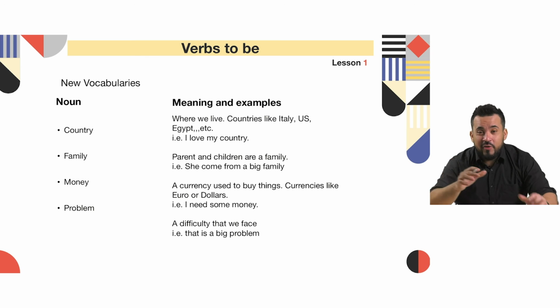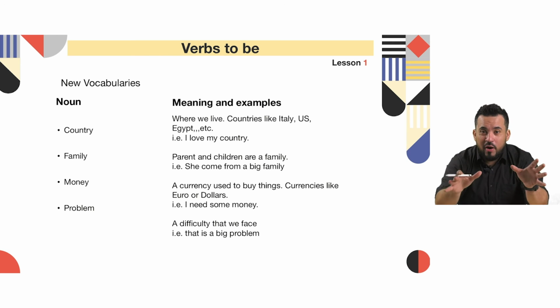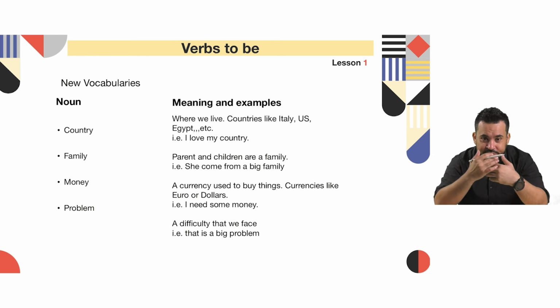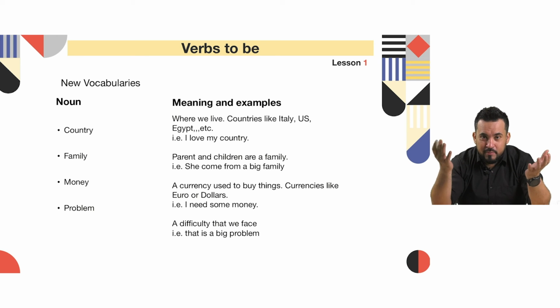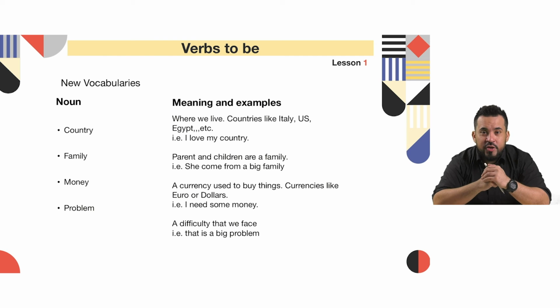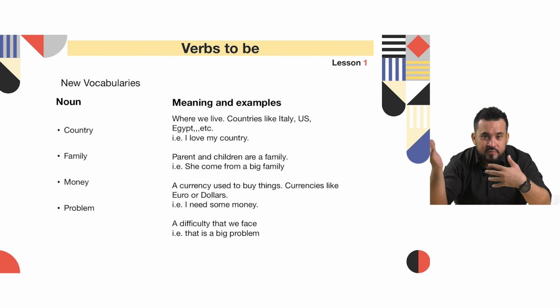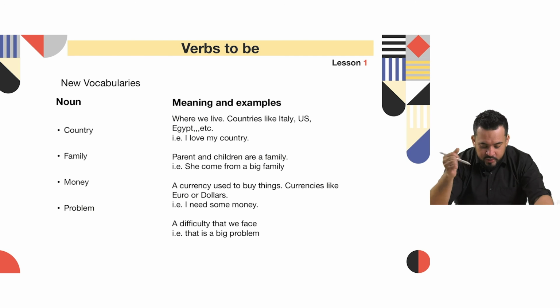Money. What is money? Oh, okay, if you don't know money, then you are not from this world. Money is a currency. We use it to buy things and sell things. All right, like dollars, euros, pounds, and whatever there is.